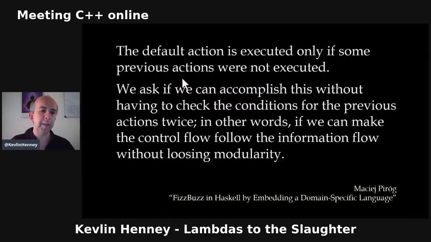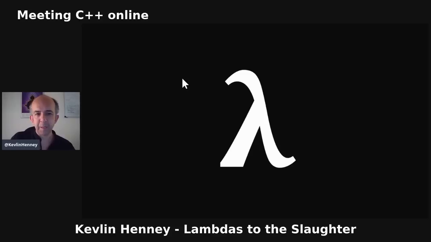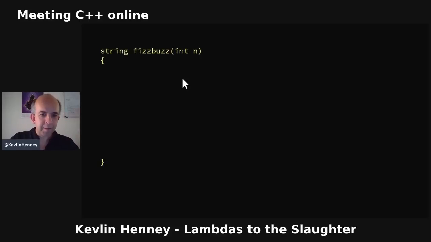Now, our goal here: can we make the control flow follow the information flow without losing modularity? And the answer is yes. And this is where we slaughter those lambdas. So this is how we're going to do it. We have to watch this one carefully.